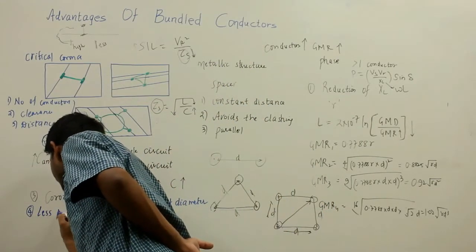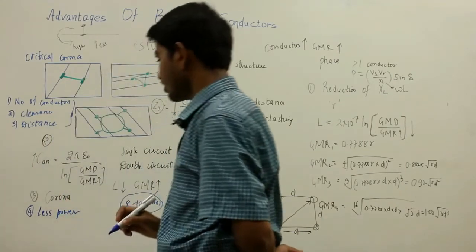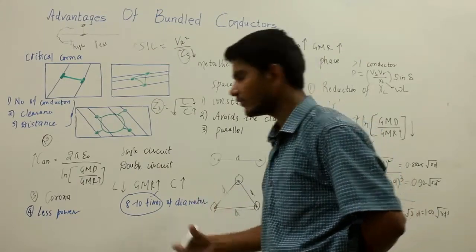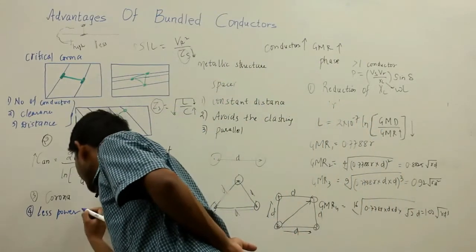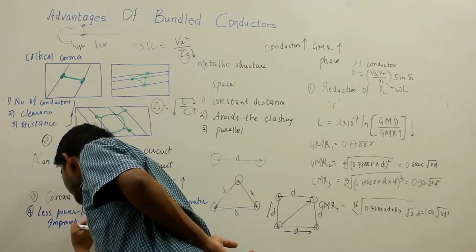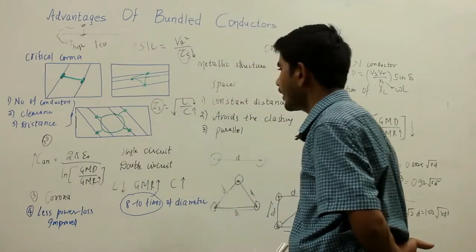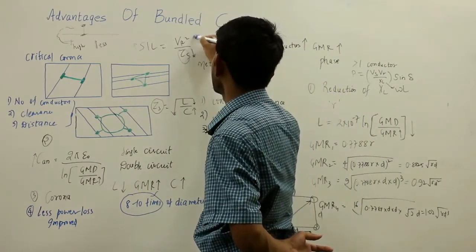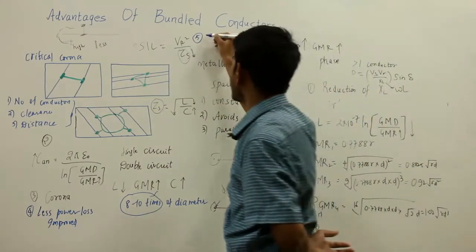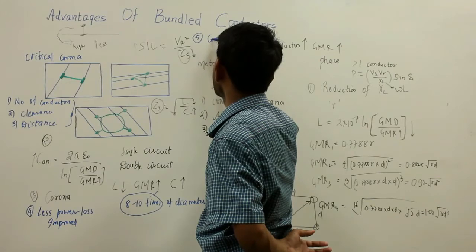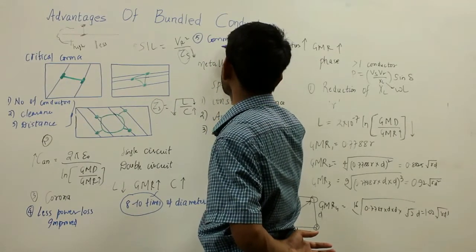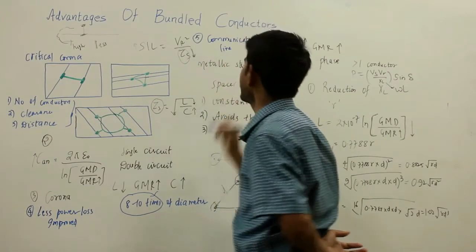and this less power loss leads to improvement of transmission efficiency. So you will have less power loss, that means improved transmission efficiency due to the reduction of corona. And the fifth advantage is, this reduction in corona results in reduction in communication line interference.